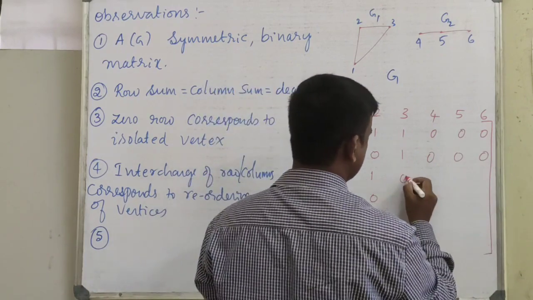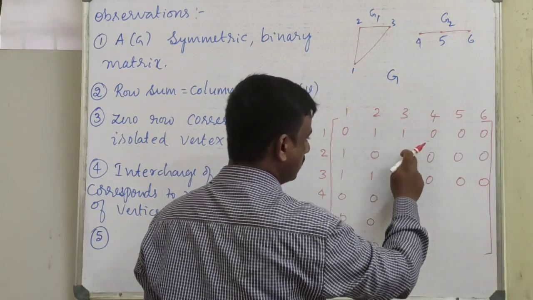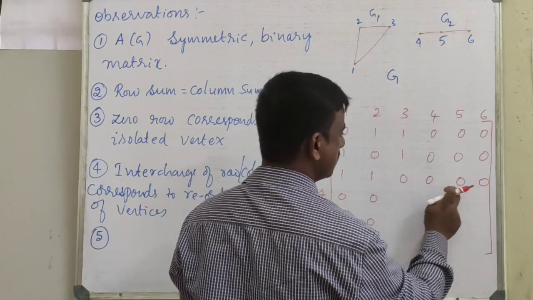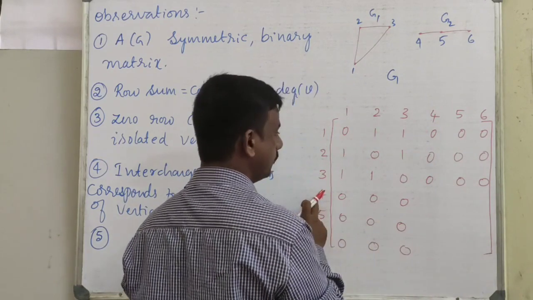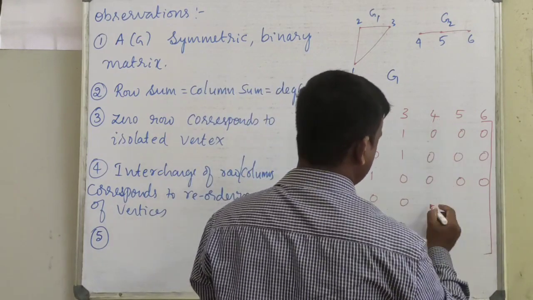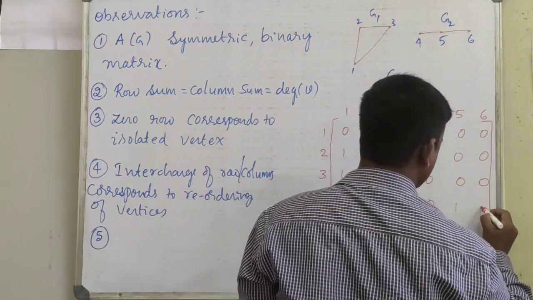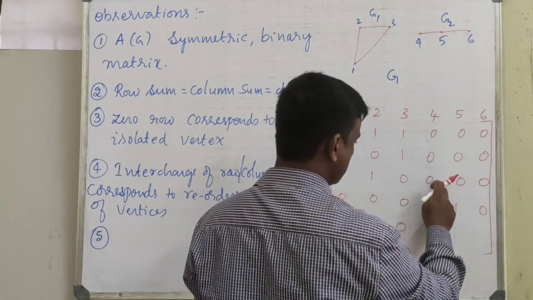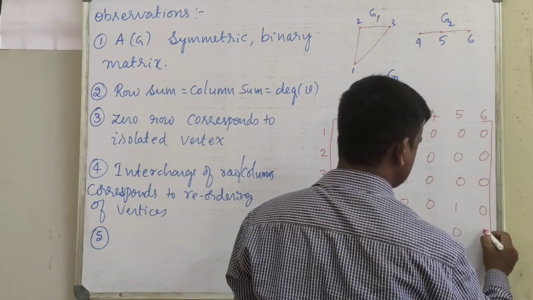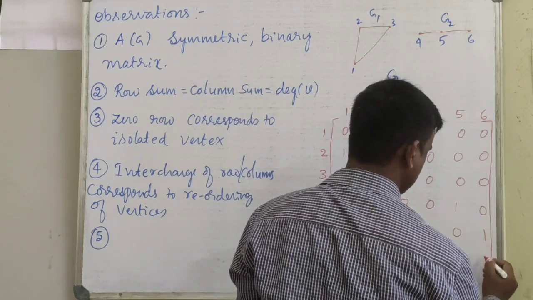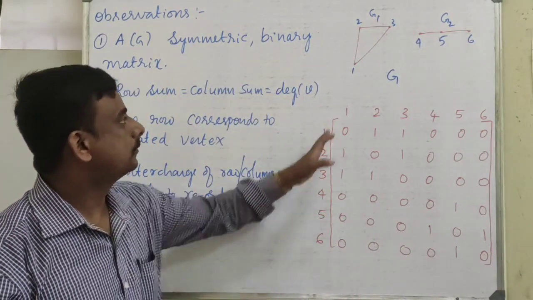Next, 3 with 3, 0. 3 with 4, 5, 6: 0. So here you have 1, 1, 0, 0, 0, 0. Then 1, 1, 1 and 3 zeros again. Next 4. 4 with 4, no. 4 with 5, yes. 4 with 6, no. So I have 0, 0, 0, 0, 1, 0. Next 5 with 5, no. 5 with 6, yes. 6 with 6, no. This is actually the adjacency matrix of G.